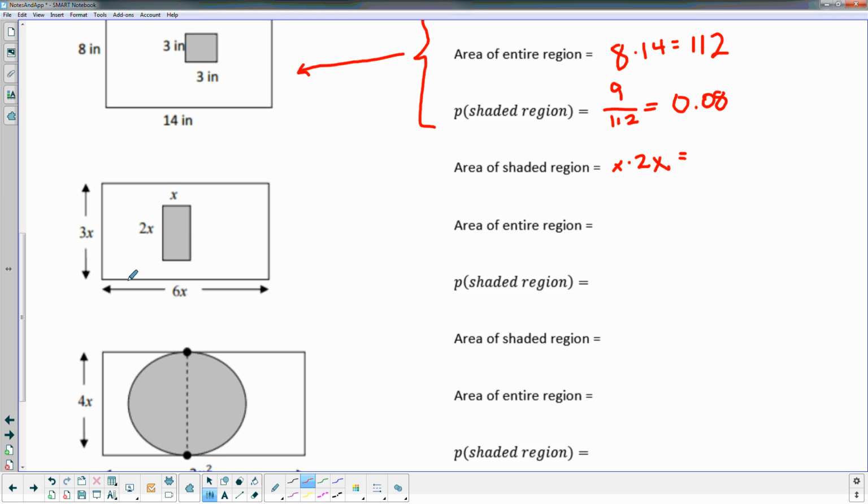Area of the entire region, we have 6x and 3x. And then you're going to take those two answers and put the shaded region on top. Whatever you get here goes on top, and whatever you get as an answer here will go on the bottom. And that'll be your probability. And you can try to reduce it. Maybe leave that one as a fraction. I think it would be a little bit easier.